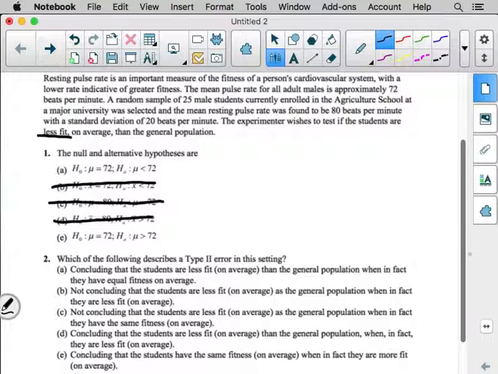Does less fit mean less than in this case? It means greater than, because didn't they specify up here a lower rate is indicative of greater fitness? So if we think they're less fit, aren't we worried that they might have a higher rate? Right? So just be careful when you're looking at the direction that you're aiming that alternative. Okay? This one is a little bit tricky because it feels kind of backwards from what you would expect.